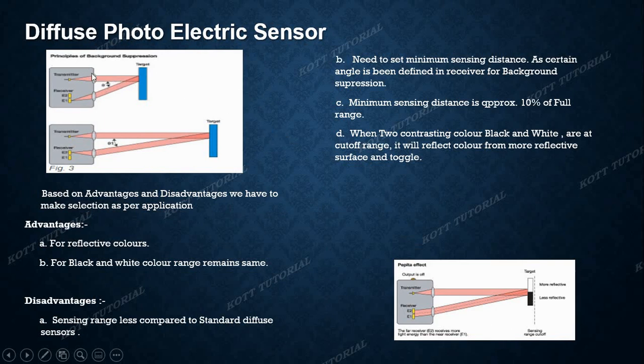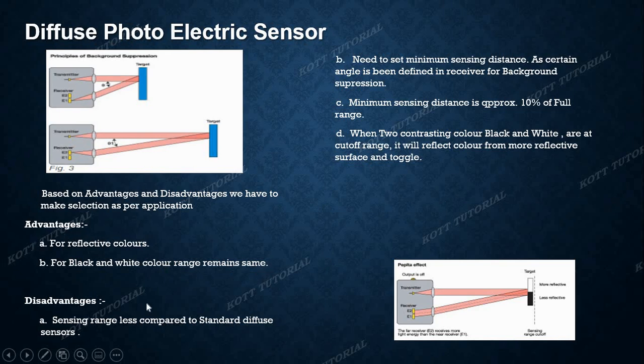See, over here we can see the reflection angle of the sensor. If my target is nearby, it is having a different reflection angle, and if my target is at a higher distance, then it is having a different reflection angle. This is the angle between the angle of incidence and the reflection. Advantages: for reflective color it works successfully. For black and white color range also it works.